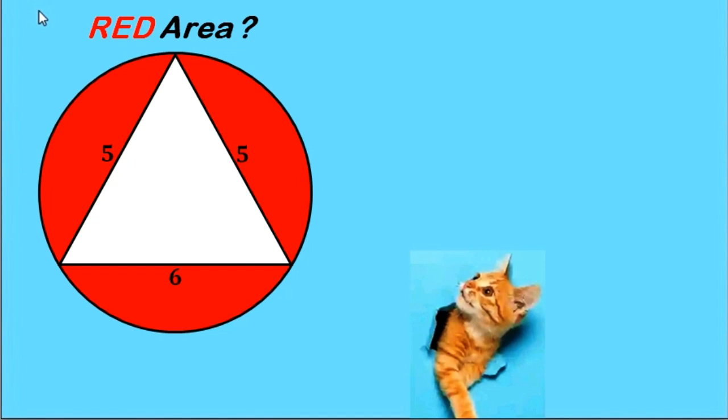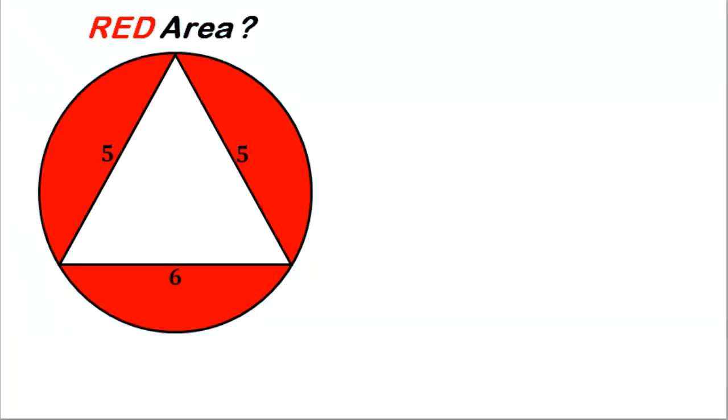Now, how do we determine the red area of this radical geometry problem? If we transfer this problem onto the whiteboard, the red area is the area of the circle minus the area of the triangle. Since the two sides are equal, we can drop a perpendicular bisector in that manner.